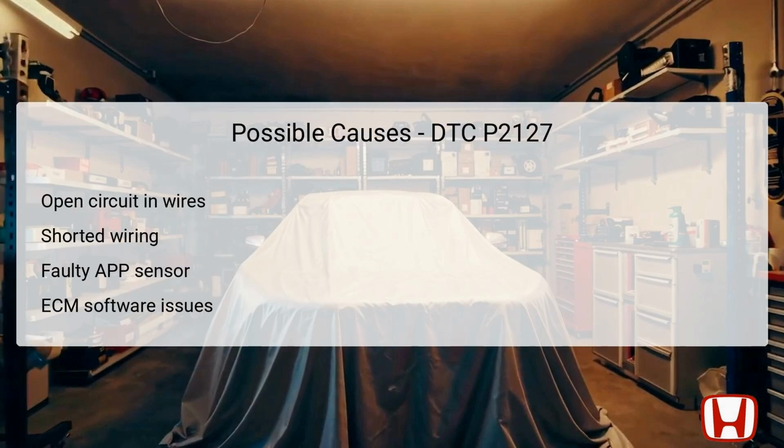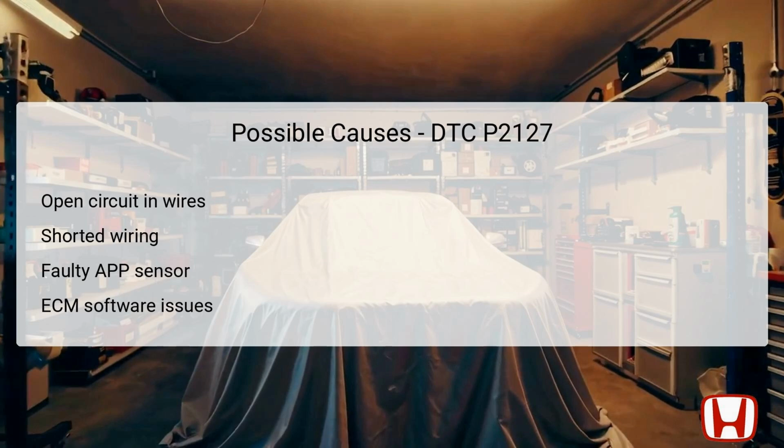Several factors can lead to the triggering of DTC P2127. An open circuit in the wires connecting the APP sensor to the ECM can disrupt the electrical communications, causing low or no voltage to be detected. Additionally, a shorted wiring condition can create a false low voltage reading, leading to the same fault code. If the wiring checks out, the APP sensor itself may be faulty and necessitate replacement.